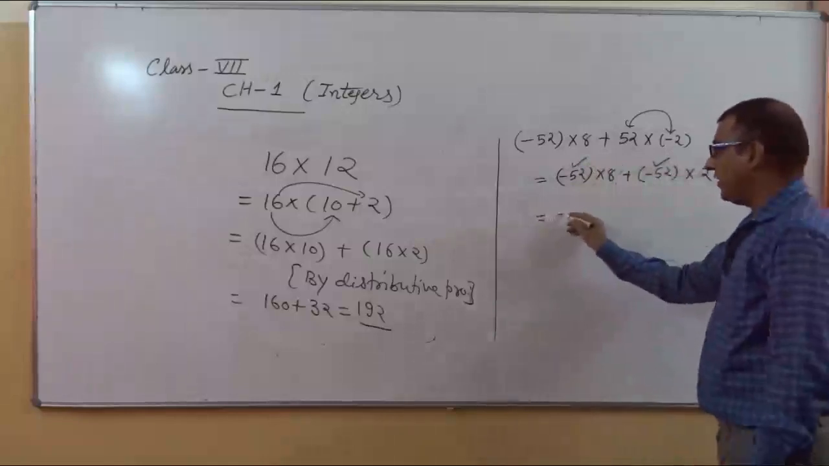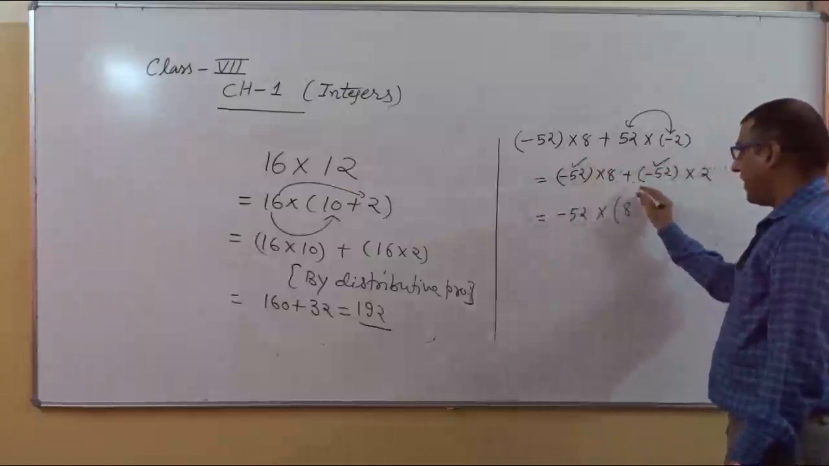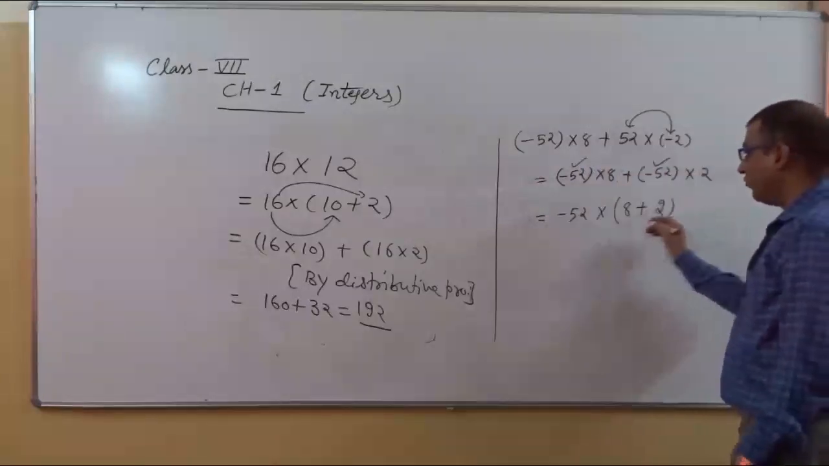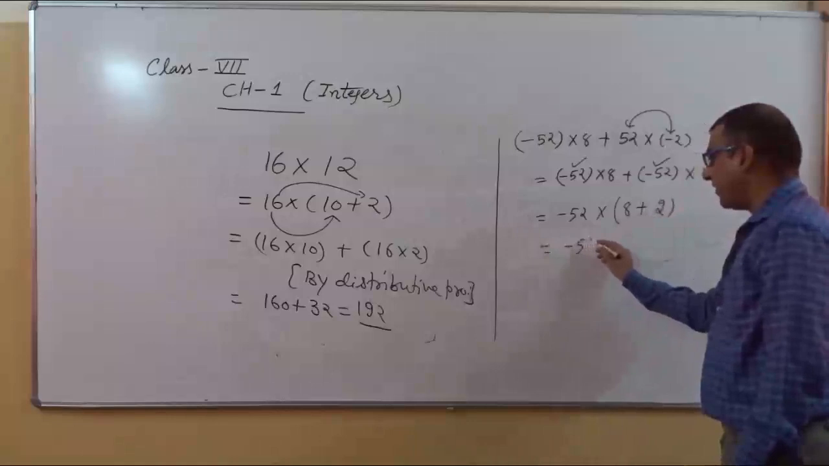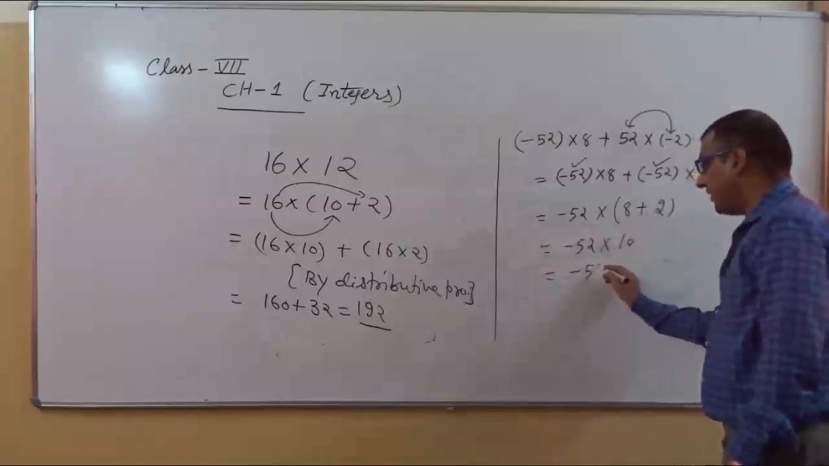So we will take the common. We will take minus 52 as common. And what is remaining here? 8. And here is plus. And this is your 2. Ultimately we will get minus 52 into 10. It means their multiplication becomes 520.